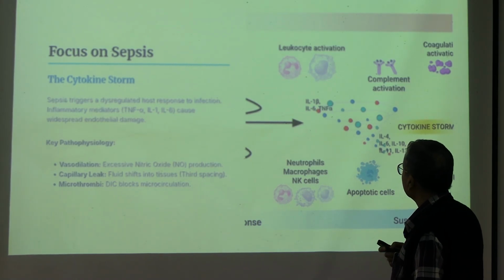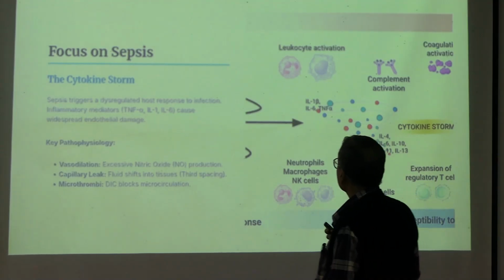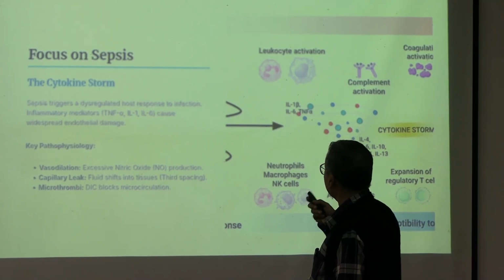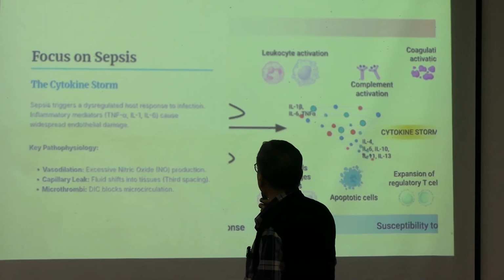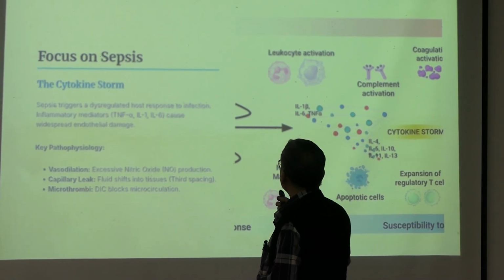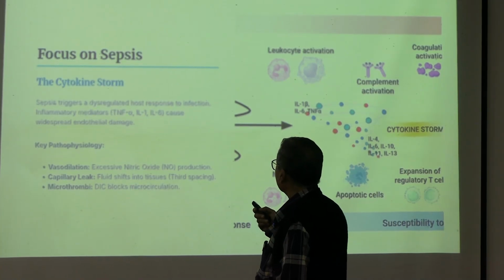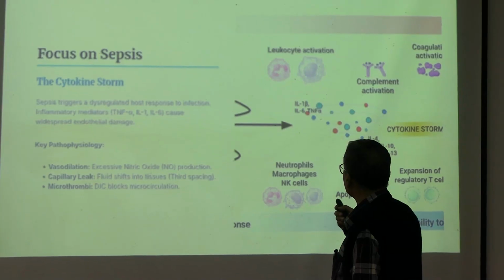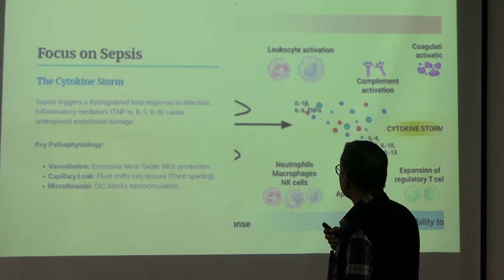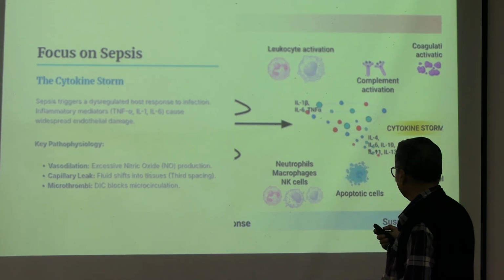Focus on sepsis. Sepsis triggers inflammatory mediators like TNF alpha, IL-1 to IL-6, and causes widespread endothelial damage. Key pathophysiology: vasodilation, excess nitric oxide production, capillary leak, fluid shifts into the tissues, microthrombi, DIC blocks microcirculation.